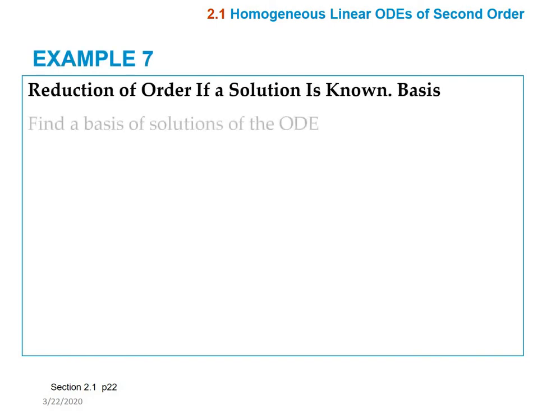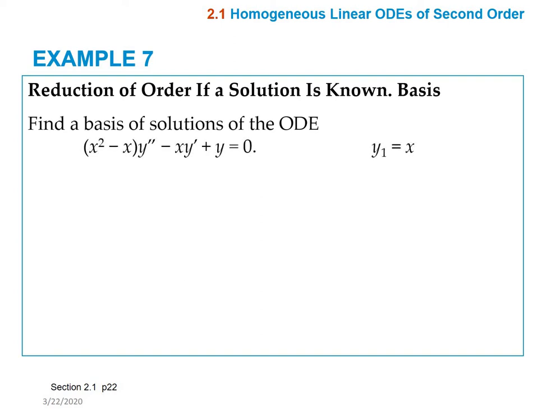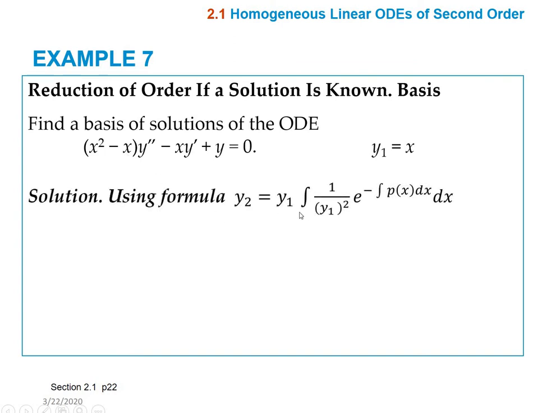Now, in this example, I'm going to do it either way. I'm going to do it using the formula, and I'm going to show you how to do it in the long technique. Now, this is the formula. This is y1. I need to write this equation in the standard form, so divide all terms by x squared minus x, and then use the formula.